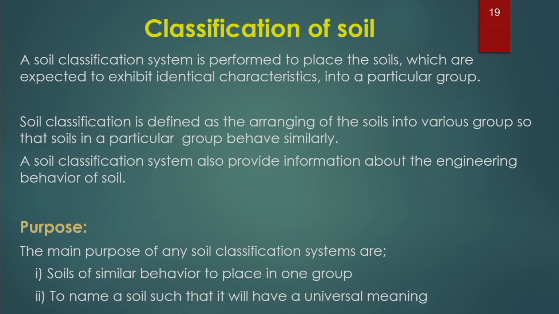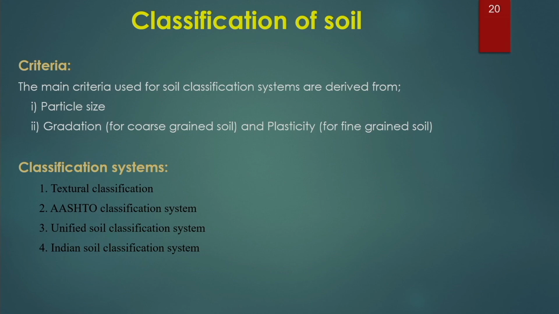Generally, the purpose of any soil classification is, first, to put the soil in a group such that soils placed in a similar group behave similarly. Second, to name a soil such that people can understand what the soil type is. Generally, the soil classification is based on two things. One is the particle size, and second is the gradation for a coarse grained soil, and for a fine grained soil the plasticity behavior.